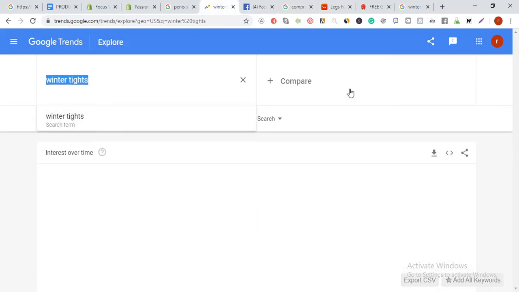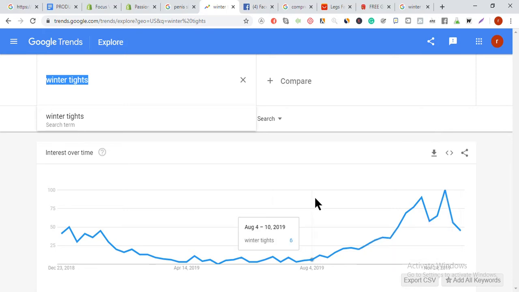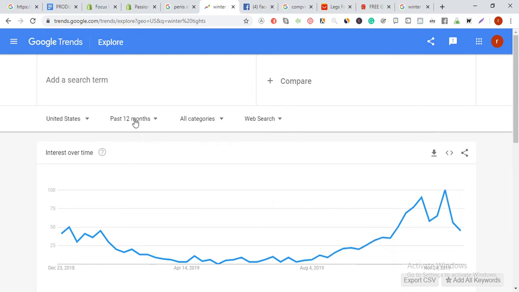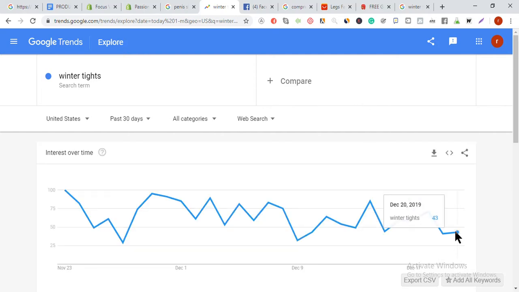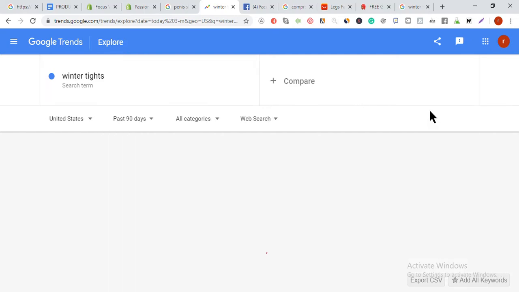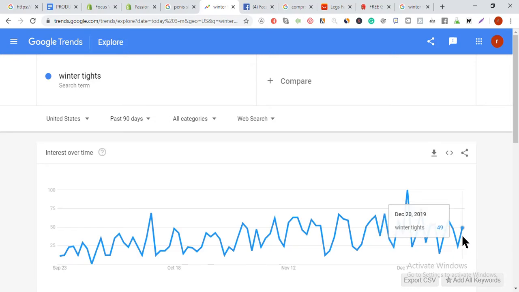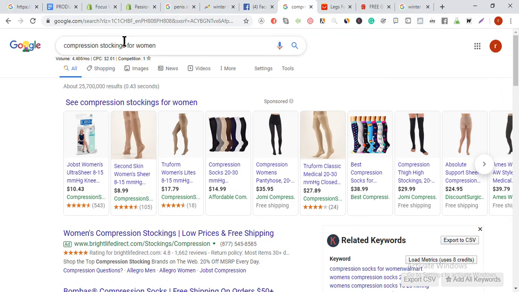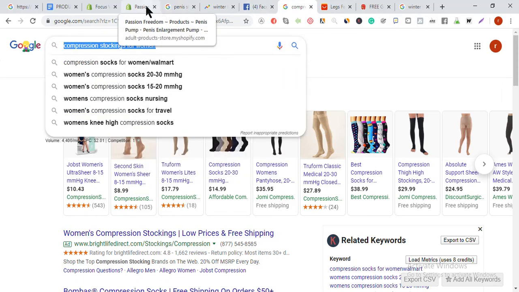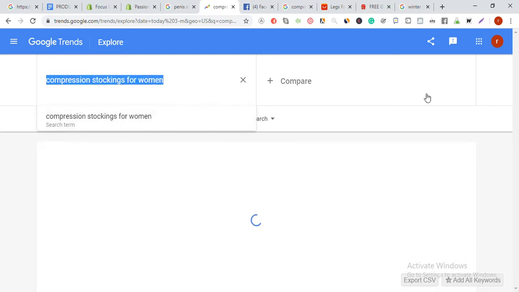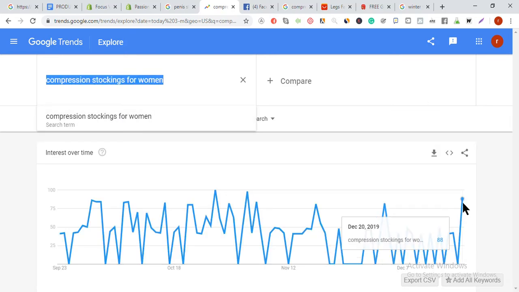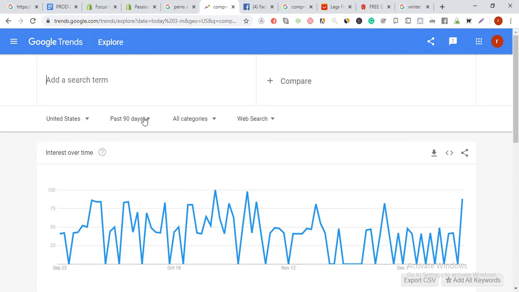Let's see the trends. Okay, it's going down. Hold on, 30 days. It's 43. How about 90 days? 49. It's low. Okay, let's try the other keyword. Paste. Oh, there you go. It's going up. Okay, so we're good with that. That's past 90 days. How about for 30?